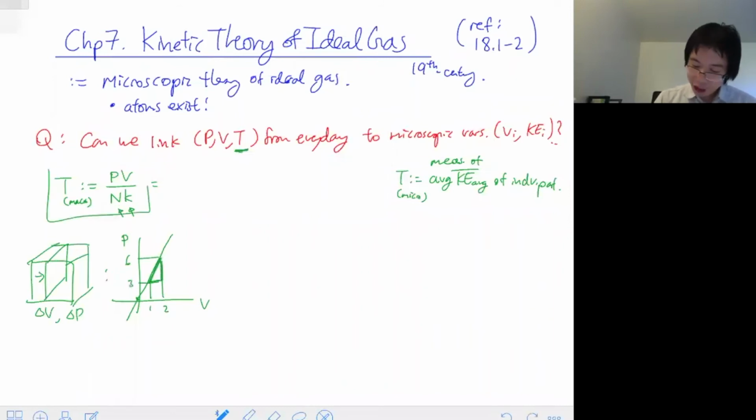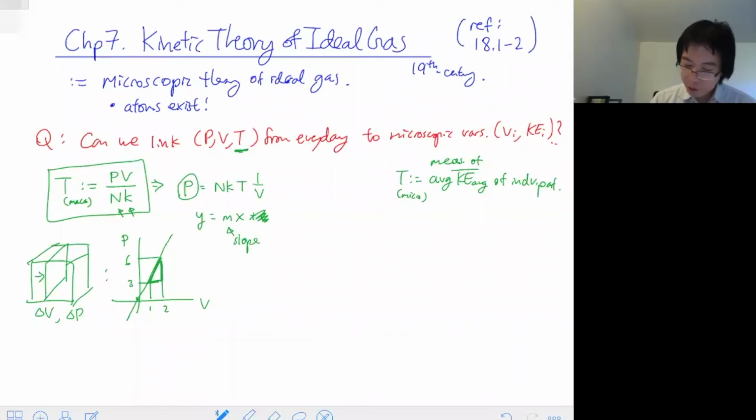that's the macroscopic definition. But if you rewrite this, I can write P equals NkT divided by V, like this first, right? So this looks like a y equals mx plus c kind of formula, with no plus c, first of all. So this is usually the slope, right? So if I have P playing the role of y, I need to plot 1 over V, and this is the slope.